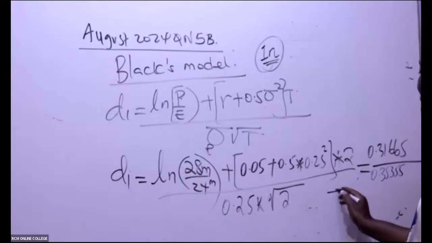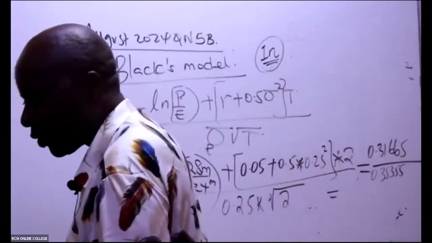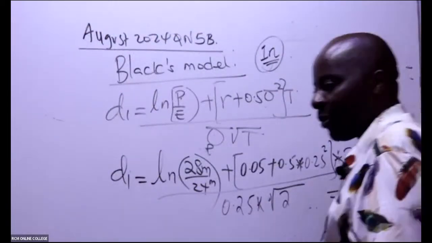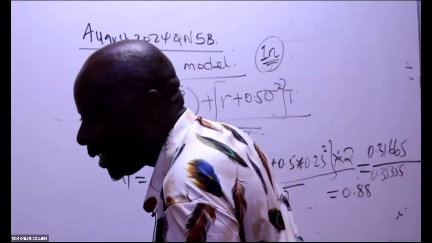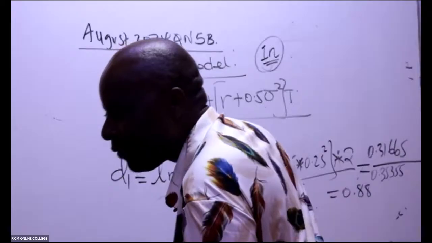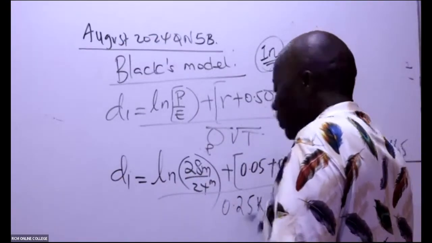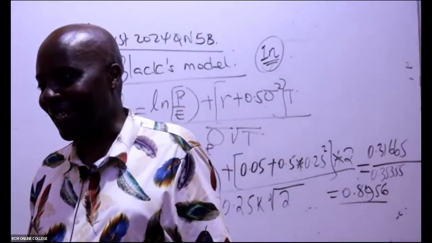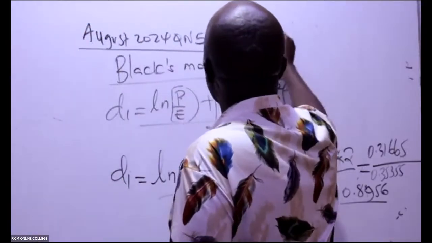0.35355, which will then give us what figure of D1? 0.8956. Thank you so much. 8956, 8957, same thing, isn't it? Same thing. Now, once I get that, straight away I'll be able to get my D2.